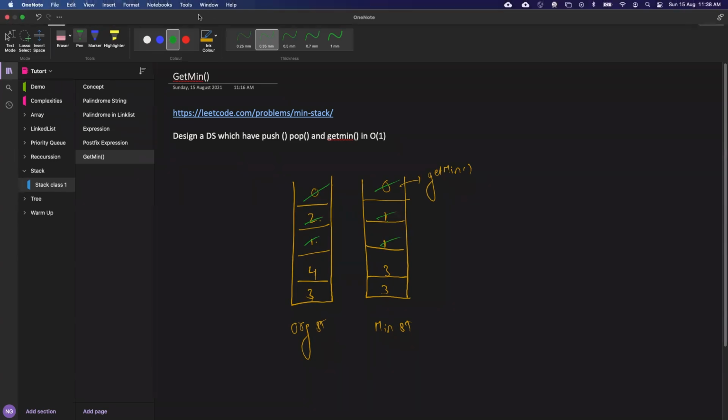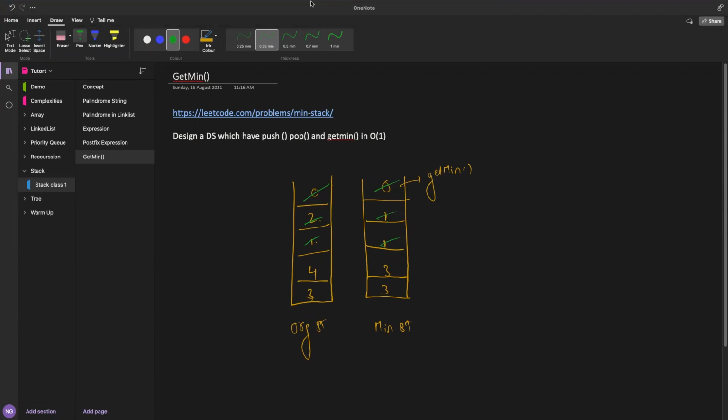Guys, just go through this approach once more. Give me a minute. Asmita, Sajjan, is it clear?